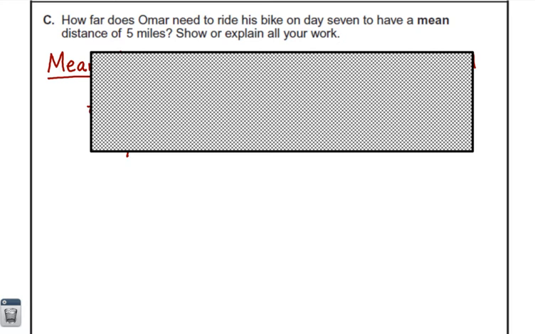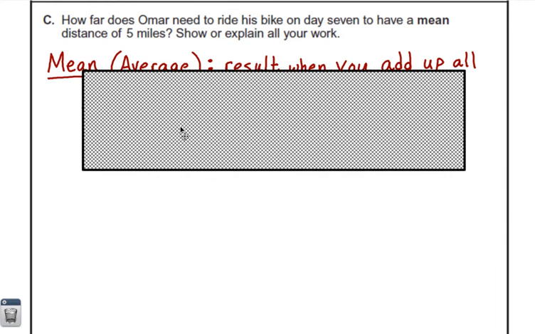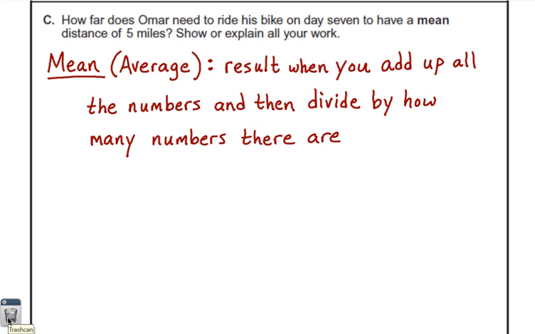And all right, here, so now we actually sort of talk about officially the word mean. So how far does Omar need to ride his bike on day 7 to have a mean distance of 5 miles? And they want you to show or explain all of your work. First of all, what does the word mean mean? What's the definition of mean? Or average? It's the result when you add up all the numbers and then divide by how many numbers there are. That's something you need to know. So just another big vocabulary word.